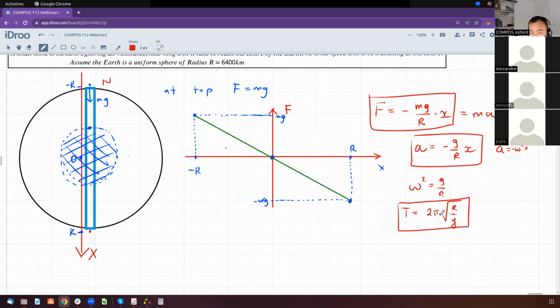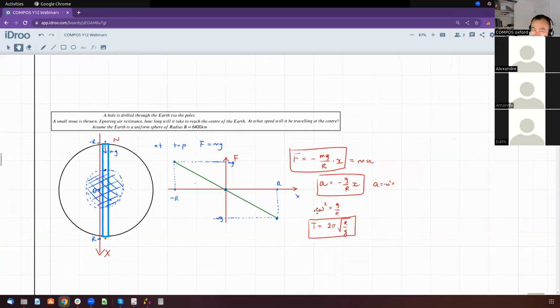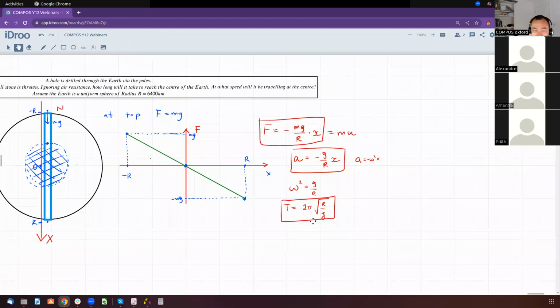And the time period is 2 pi root r over g, which looks very familiar. What does it look like? It looks like the period of a pendulum of length r, which is the radius of the Earth. So if you had a pendulum which had length equal to the radius of the Earth, it would have the same time period.